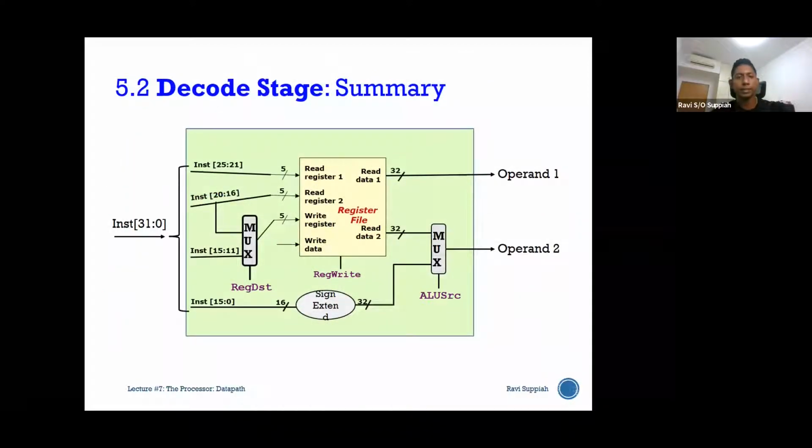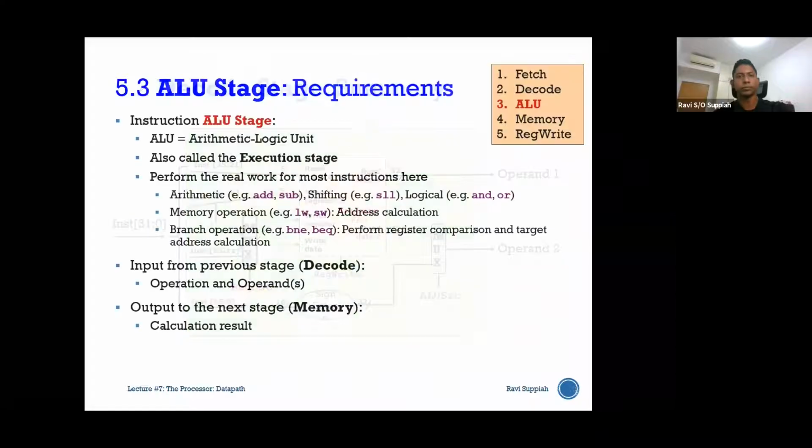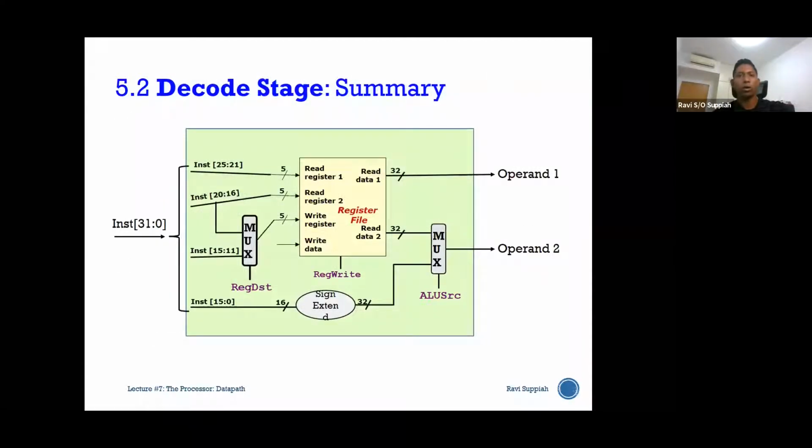So you can see that currently, this design is good enough to support the instructions that we have looked at so far. Okay, so that is the decode stage. Before I go on to the ALU stage, does anybody have any questions you want to ask or clarify about the decode stage so far? I want to make sure you all understand this stage correctly first, and then we can go on to the next stage.